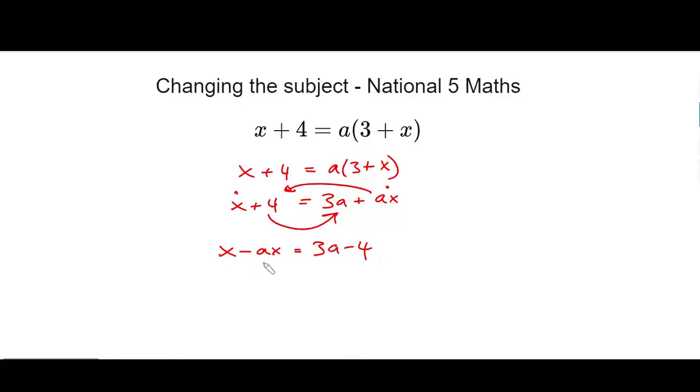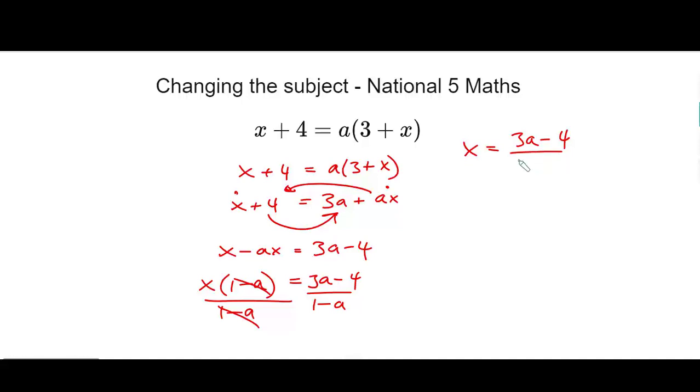Okay, so again, I need to factorize this. So if I take the x out, it's going to be x(1 minus a) is equal to 3a minus 4. So if I divide by 1 minus a, it cancels here, and I've got to divide by 1 minus a here. So then that means x is equal to (3a minus 4) divided by (1 minus a).